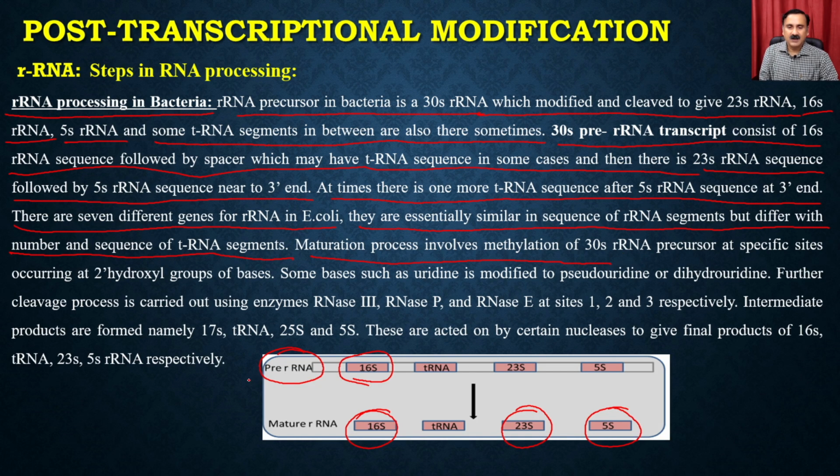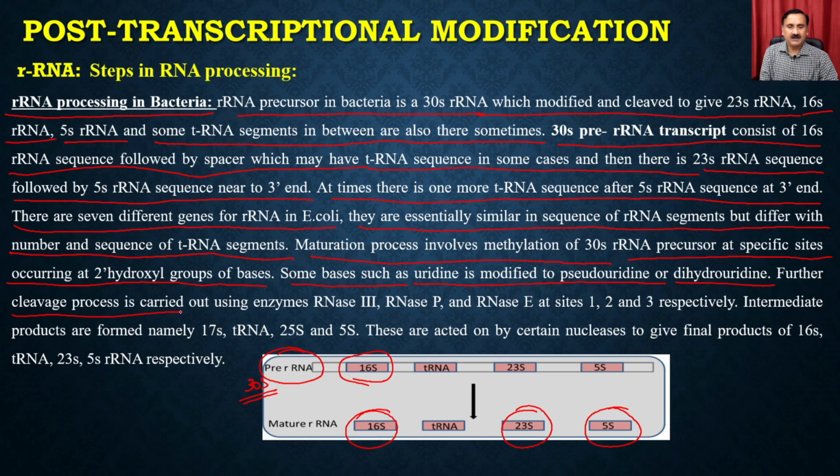So the maturation process involves the methylation of the 30S ribosomal precursor, at specific sites occurring at the 2' hydroxyl group of the bases. Some bases, such as uridine, are modified to pseudouridine or dihydrouridine.